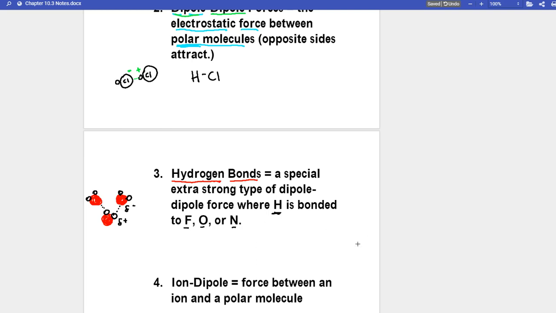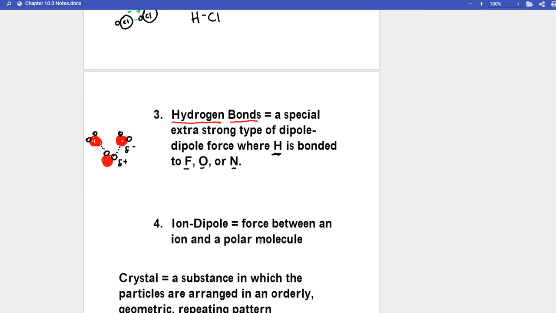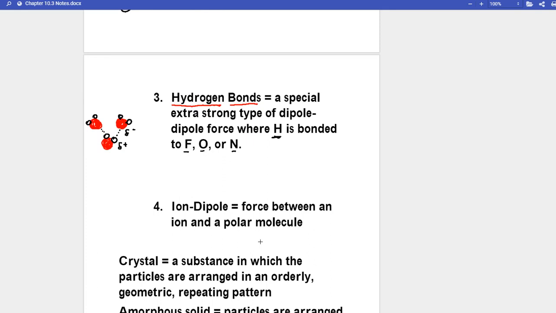Okay, and the last type is called ion dipole. And it's the force between an ion, like Cl minus, for example, and a polar molecule like H2O. Okay, so if I draw a little water next to that chloride, since he's negatively charged, the positive part of the water is going to point towards him. And then I'll draw the dotted lines in green this time.